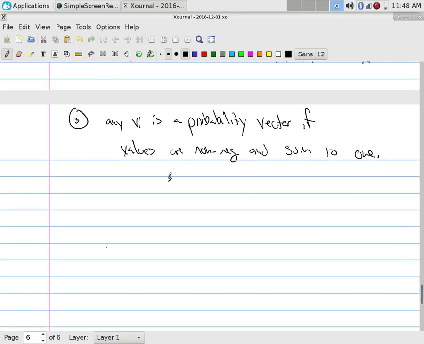So for example, V could be equal to: I got a 1% chance, I got a 90% chance, and I got a 9% chance. I could call that not only a state vector, it's a probability state vector. This could be things like 1% of people own minivans, 90% of people own pickups, and 9% of people own cars, because we live in Texas.